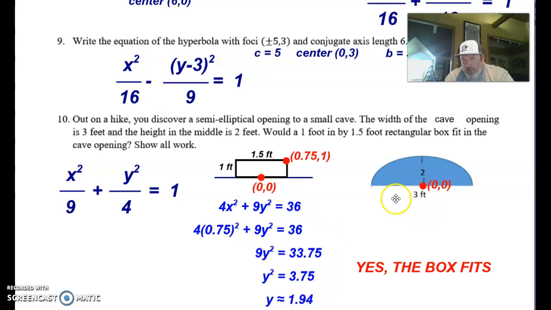So what does that mean? If I took this box and centered it right here, the X coordinate would be 0.75, probably right about there. And the height right up here is 1.94. We only need it to be a foot high to get the box in that opening, so we're good.